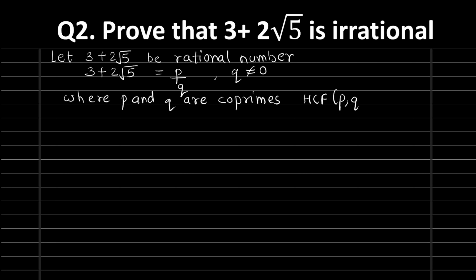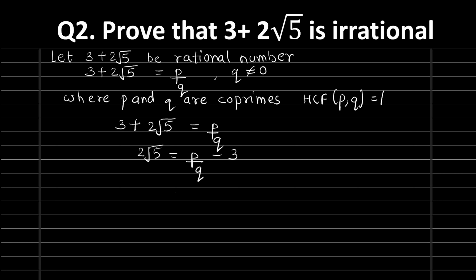HCF of P and Q should be equal to 1. Now, with this, what are we going to start with? We'll write down first of all 3 plus 2 root 5 is equal to P by Q. Now we have 3 on the left hand side. If we take it towards the right hand side, we will be remaining here with 2 root 5 equal to P upon Q. This plus 3 will become minus 3 over here.